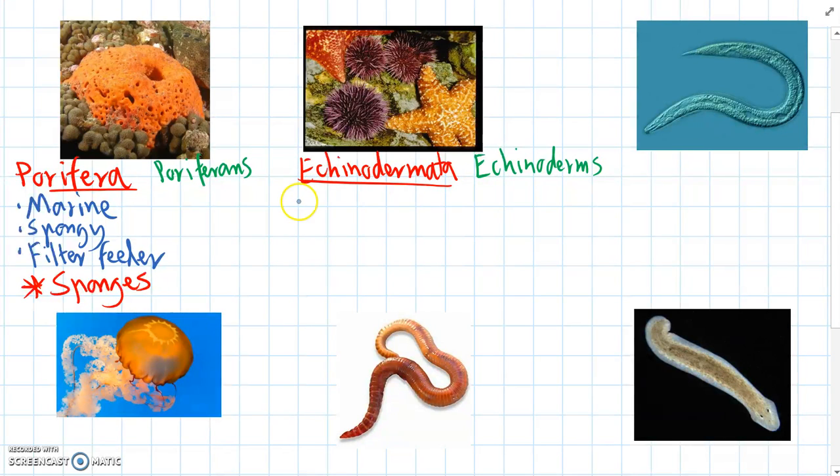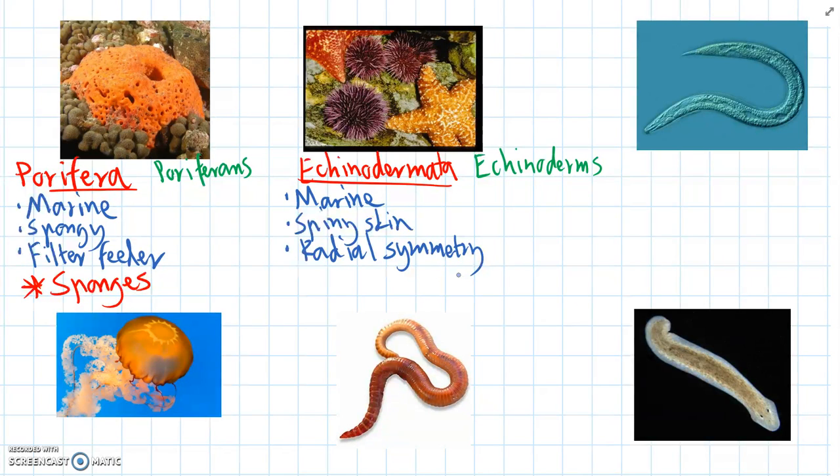So the echinoderms also are marine, they only live in the ocean, and as I said before, they have spiny skin, and their body has radial symmetry, which means they're shaped like a wheel or a pizza, where each slice looks the same. And this group of animals includes the sea urchins and sea stars as well, which we can see in the picture.